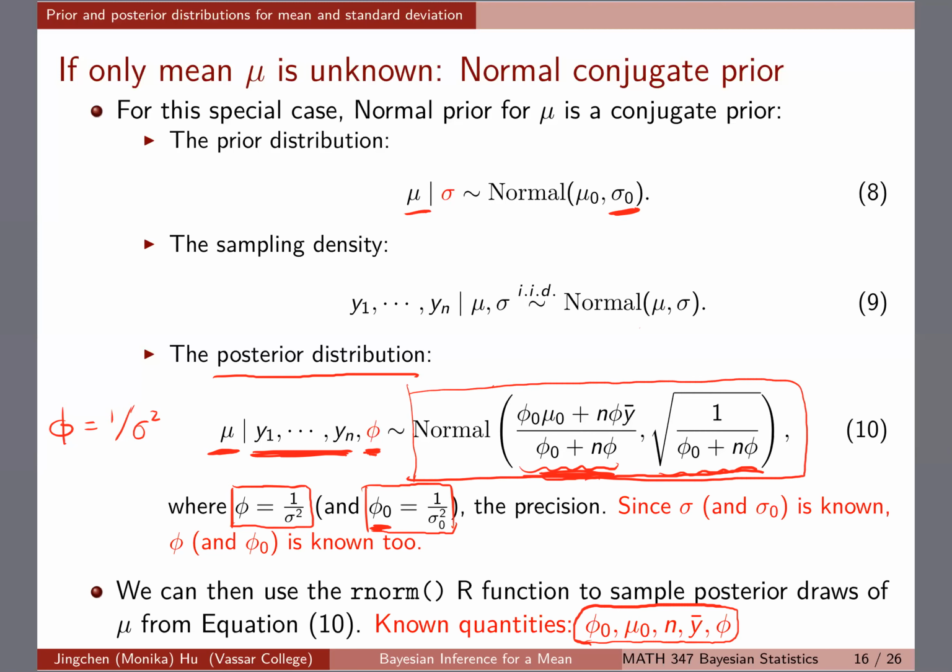And each of these is what? p0 is from the prior, you specify the value, right? mu0 is also from the prior, you specify the value. N is from the data, it's the sample size, it's given, right? And y bar, like I said earlier, we're going to see how to simplify this. You don't need to know each value itself from the data, but just the mean, okay? And lastly, phi is assumed to be known at this moment. Okay, so keep this in mind.